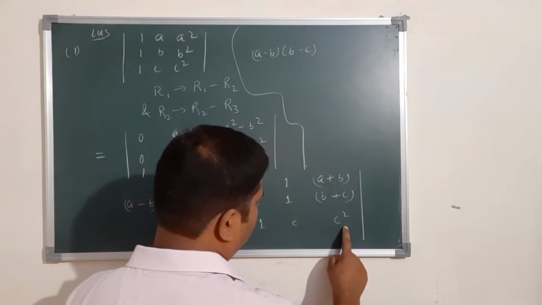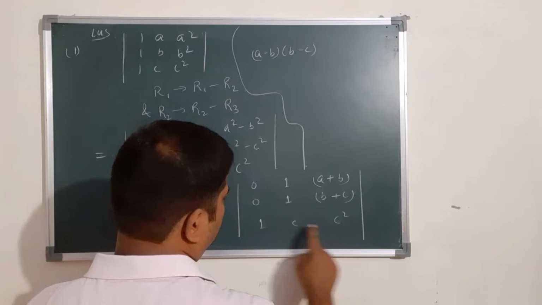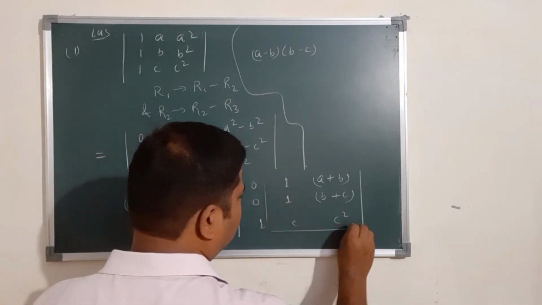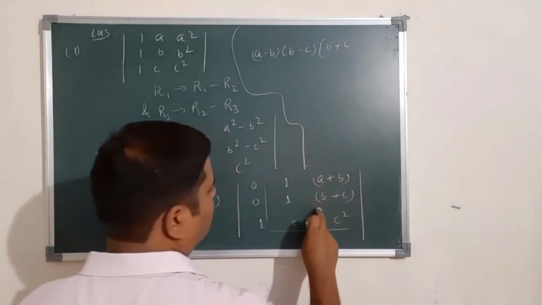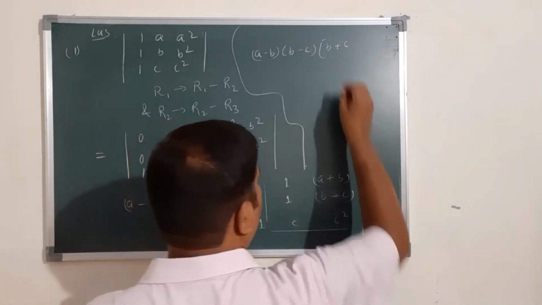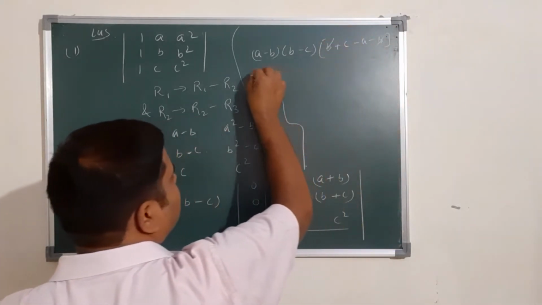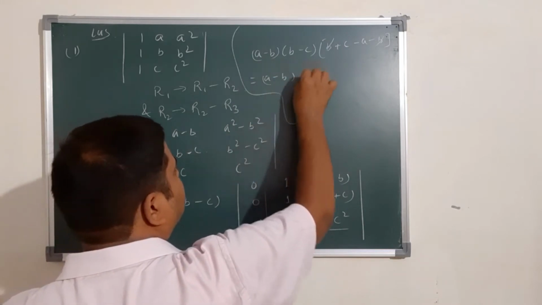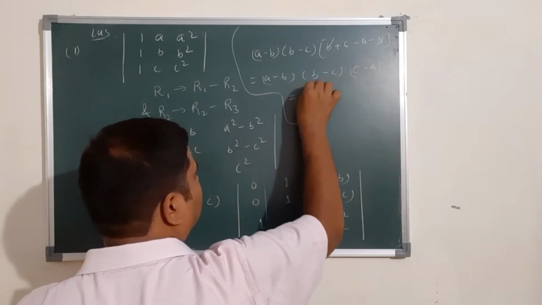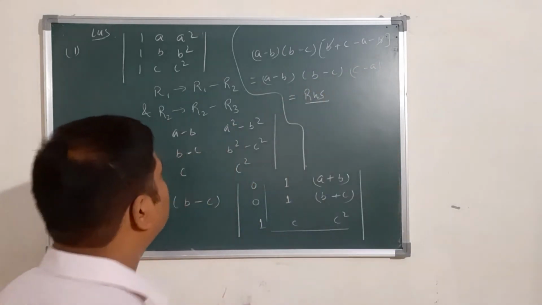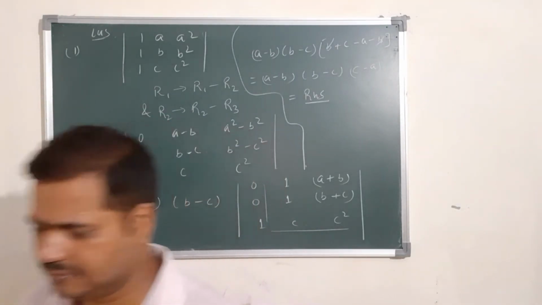Now expanding it, we will get (a minus b)(b minus c), and if we expand this determinant, leaving that particular row and that particular column, we get (b plus c) minus (a plus b). Okay, so b cancels. So this is (a minus b)(b minus c)(c minus a). This is your RHS. So please note it down and understand whatever operations are used here.